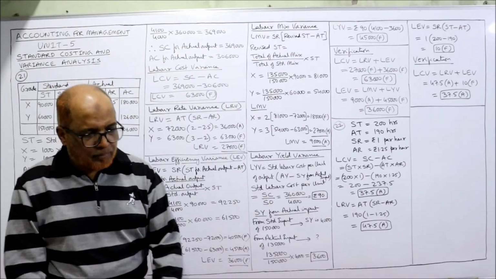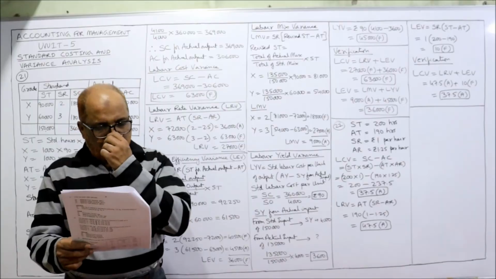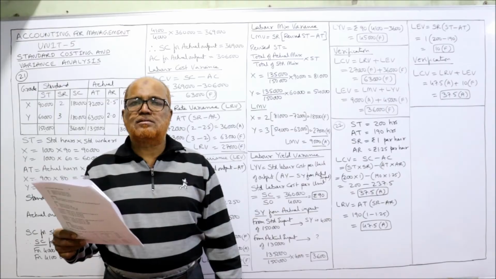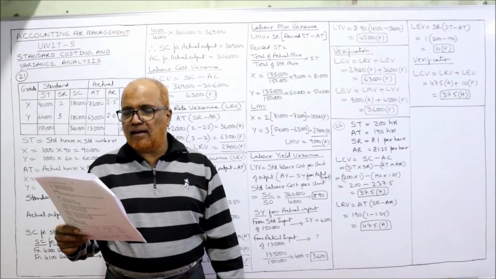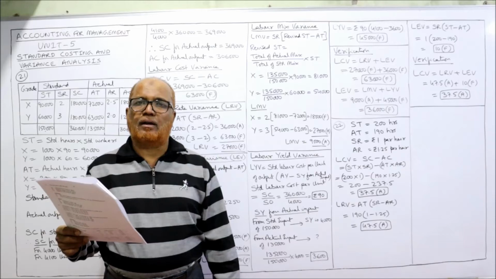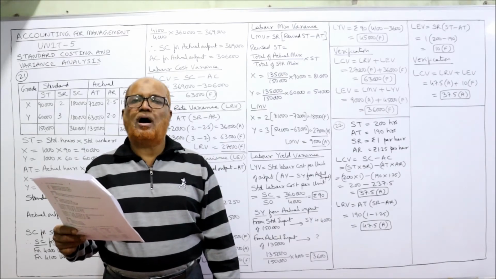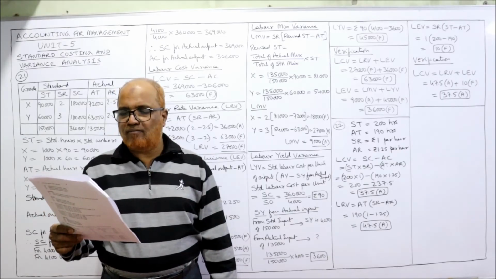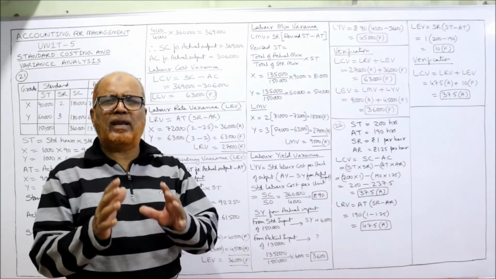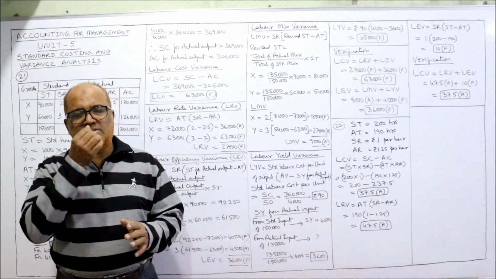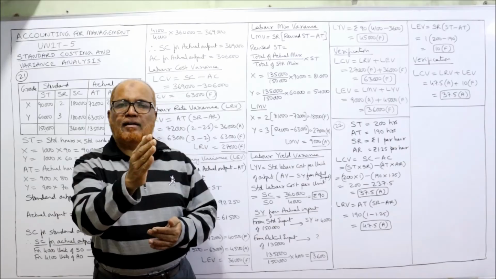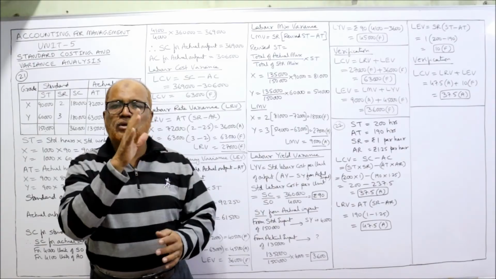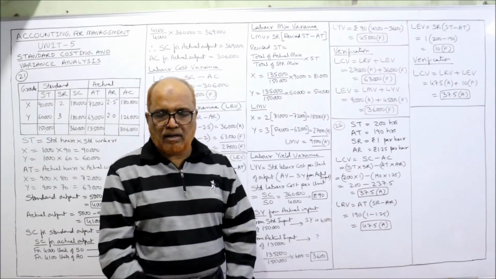So now, 22nd problem. From the following particulars, calculate labor variances. Standard hours means standard time, 200. Standard rate for actual production, 1 rupee per hour. Actual hours means actual time, 190. And actual rate, 1.25 per hour. It's a very easy problem. All the 4 items are given: standard time, standard rate, actual time, actual rate. Simply substitute the values in the formula. We'll get all the variances.